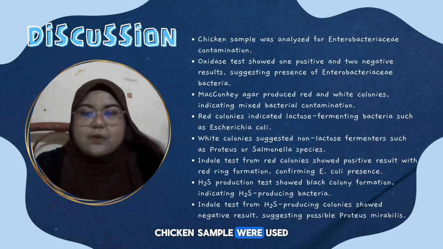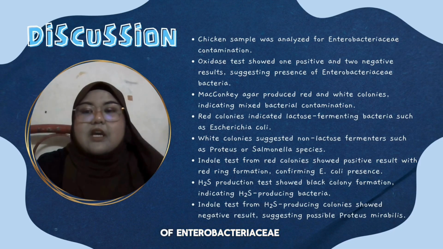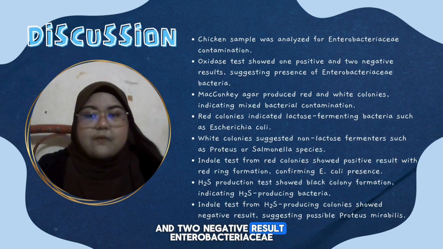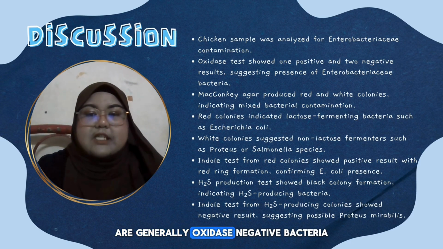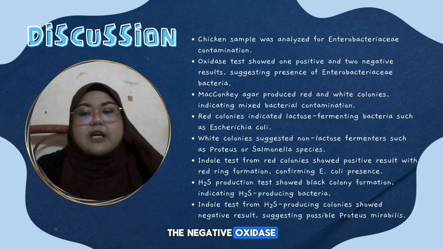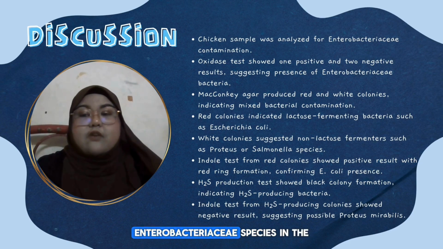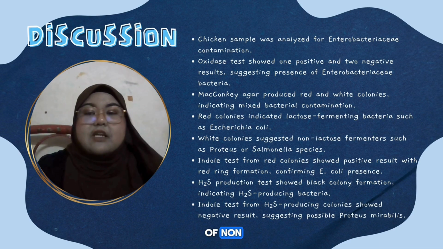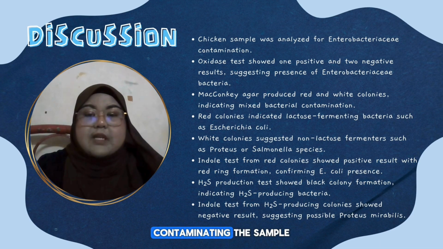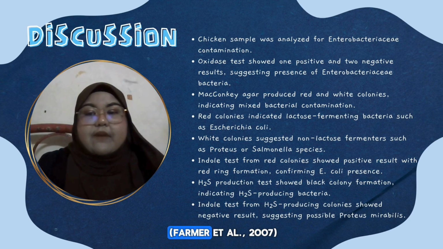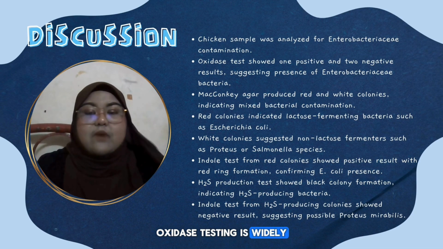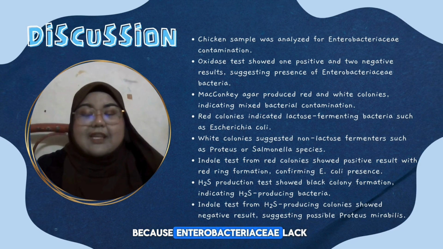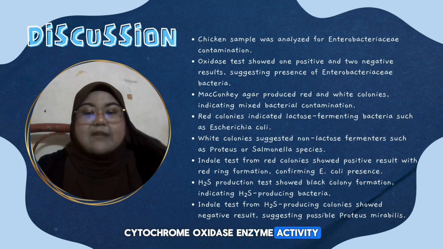In this experiment, chicken samples were used to determine the presence of Enterobacteriaceae through several biochemical and selective media tests. The oxidase test showed one positive result and two negative results. Enterobacteriaceae are generally oxidase negative bacteria. Therefore, the negative oxidase result indicates the possible presence of Enterobacteriaceae species in the chicken sample. The positive oxidase result may indicate the presence of non-Enterobacteriaceae bacteria contaminating the sample. According to research by Farmer et al., 2007, oxidase testing is widely used to differentiate Enterobacteriaceae from other gram-negative bacteria because Enterobacteriaceae lack cytochrome oxidase enzyme activity.